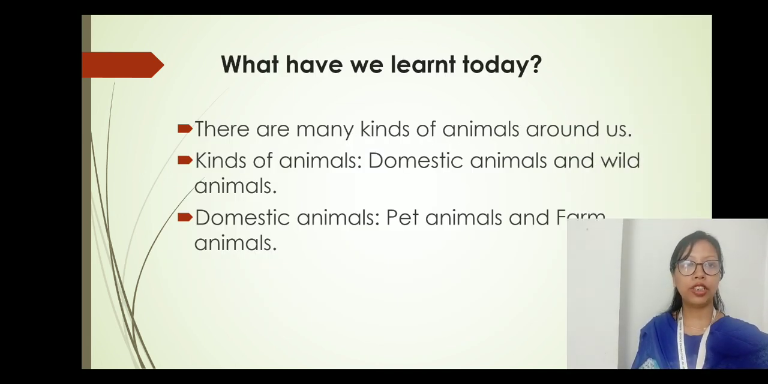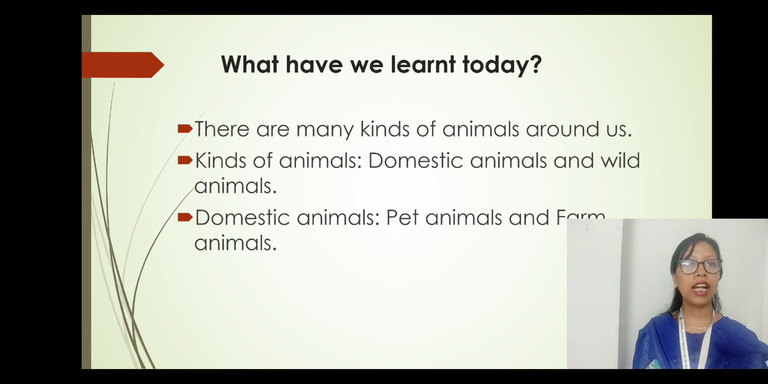Now let us come to the summarization of today's class. So what have we learned today? We have learned that there are many kinds of animals around us. Some live inside our houses, some live in the farms or fields, and some live in the jungles or forest. Now, kinds of animals: domestic animals and wild animals. So domestic are the animals that live inside the houses or in the farms or the fields. And wild animals are those animals that live in the jungle or the forest.